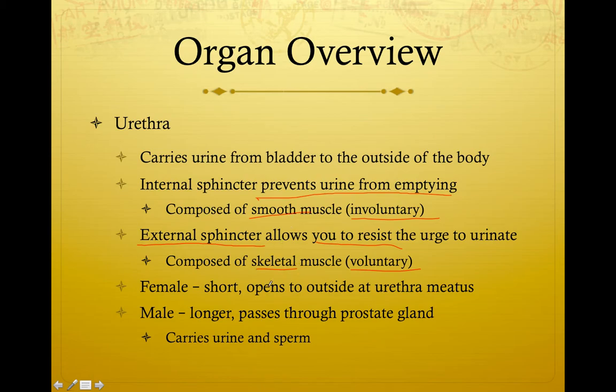A couple of differences in the urethra. Females, you have a shorter urethra. It goes from your urinary bladder outside and leaves your body at what's called your urethral meatus. Males, yours is longer, has to pass through your prostate gland, and yours ends up carrying both urine and sperm, which we'll talk about when we get to reproductive systems.